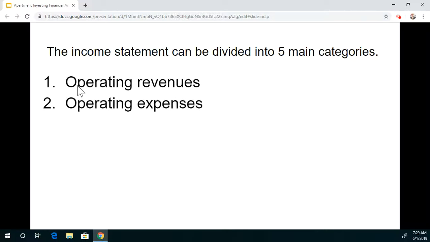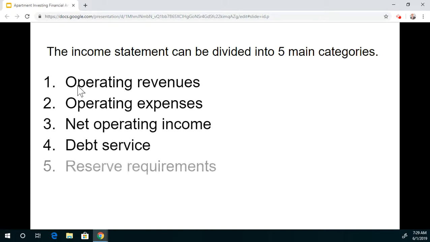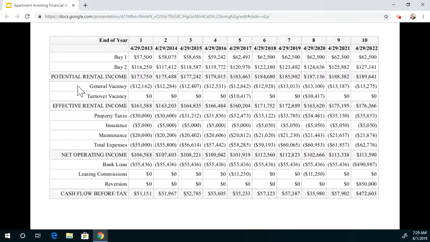So here we go. As I was saying, operating revenues, operating expenses, net operating income, debt service, reserve requirements. All right.